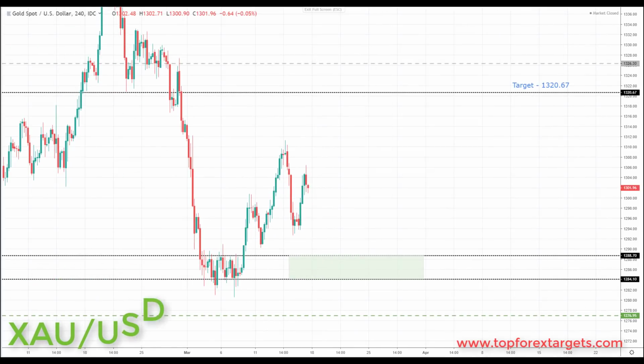And last but not least, we have gold. Now, ever since we had that rally from the key area of support highlighted in previous videos at the 1284.10, we have started to make our way towards the target set at the 1320.67. It is a fair distance, so it's something which is not going to be done straight away.